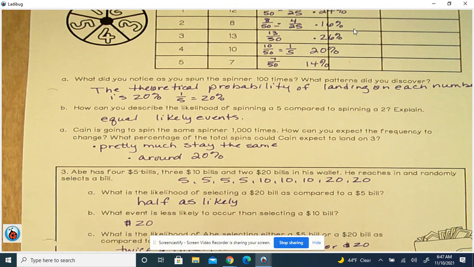We'll work on this relative frequency some more with your homework assignment.